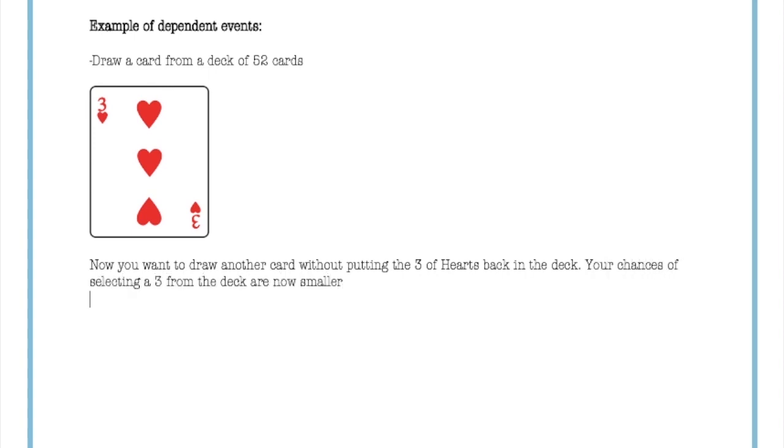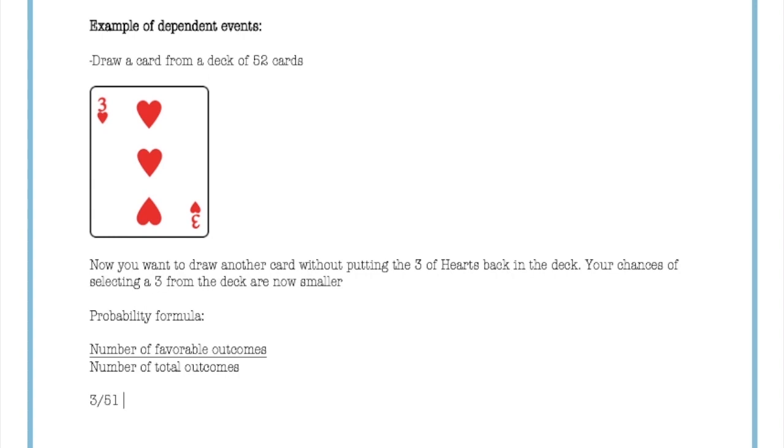Now here's an example of dependent events. Let's say you draw a card from a deck of 52 cards. Looks like you got a 3 of hearts. But now you want to draw another card without putting the 3 of hearts back in the deck. It turns out that your chances of selecting a 3 from the deck are now smaller. And this goes back to the probability formula that we learned in M&M probability. This formula was the number of favorable outcomes you could get over the number of total outcomes.